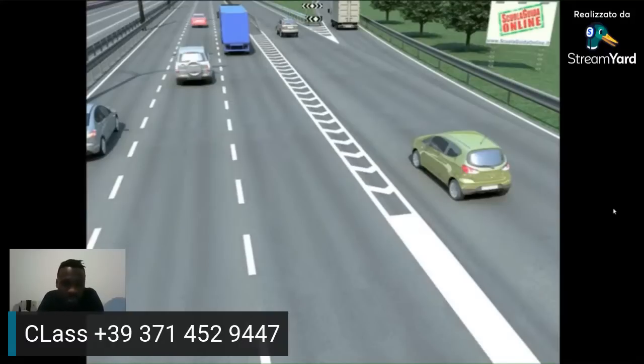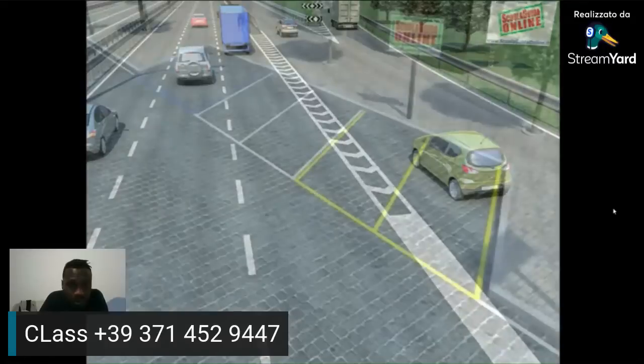And then we have also the Isola di Traffico, which is the white one, okay, on the right side, that gives us understanding on where we have to circulate on this kind and type of road. Now let's proceed.